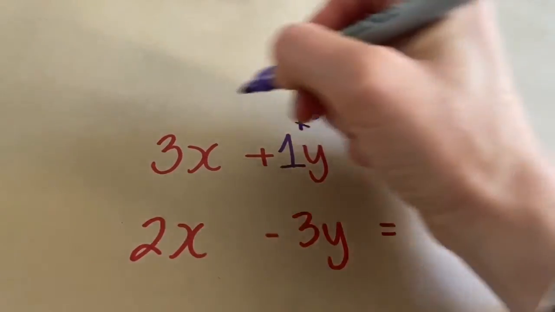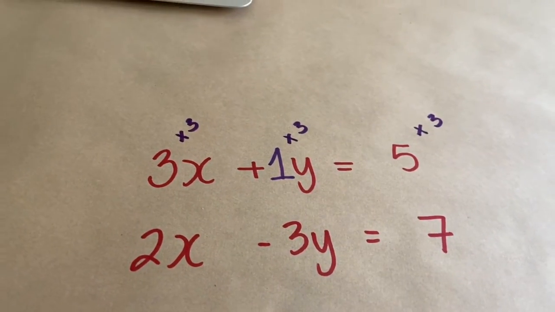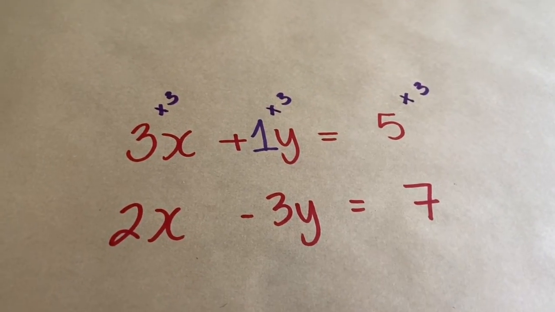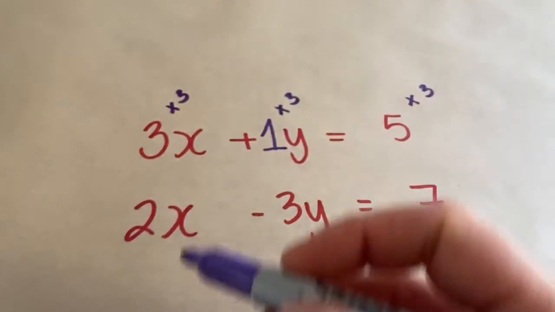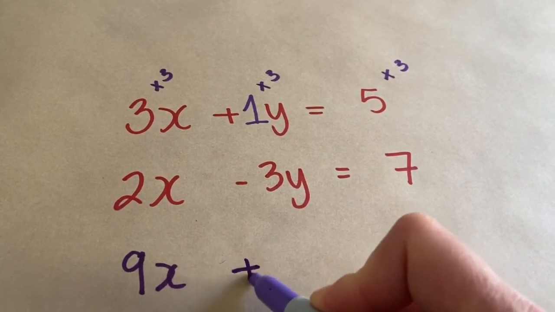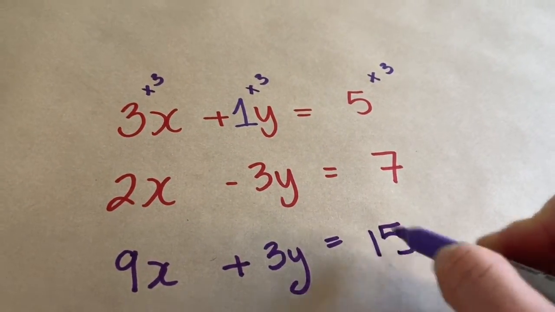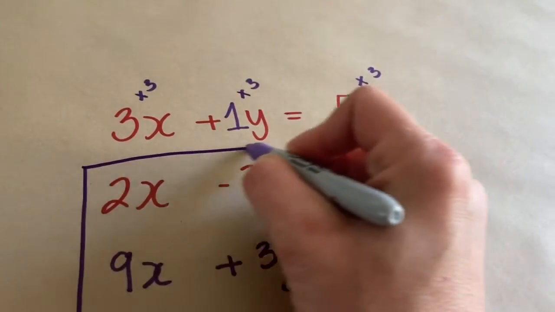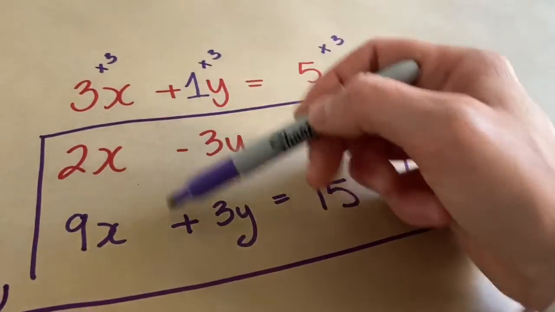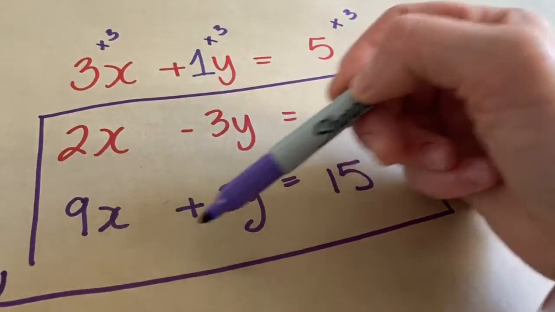I'm going to multiply this, this, and this. And you can do whatever you want to an equation as long as you do the same thing to both sides. So 3 times 3 is 9x. 1 times 3 is plus 3y. 5 times 3 is 15. So we're now going to work with these two equations. They work much better because they have coefficients which are not identical, but they're awfully similar. One is -3 and one is +3.